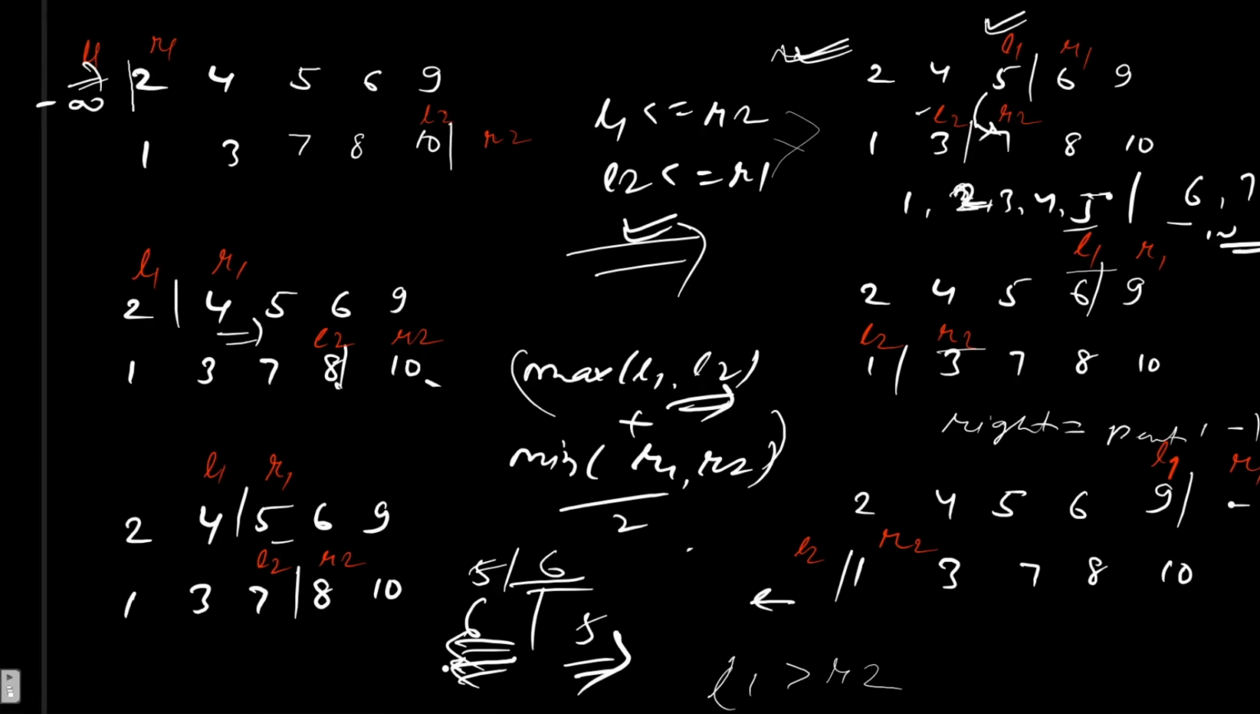And the second condition is that L2 should be lesser than or equal to R1. If it is violated, that means L2 is greater than R1. As it is going to be handled in the else case, we don't have to write this, but in this case we have to shift our partitions in the rightward direction. We can do this by using left equal to partition 1 plus 1.